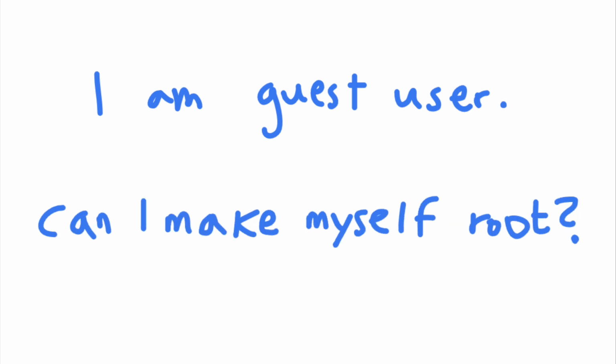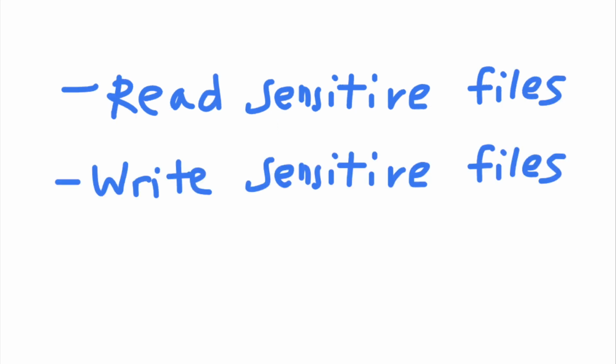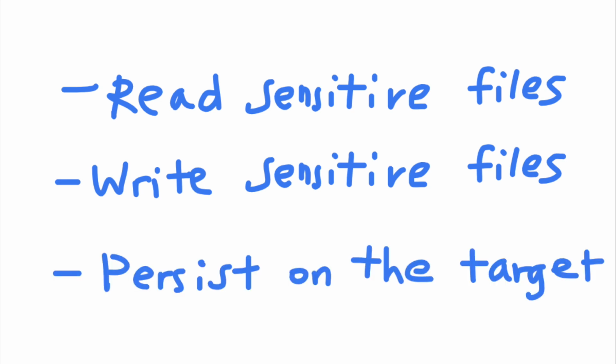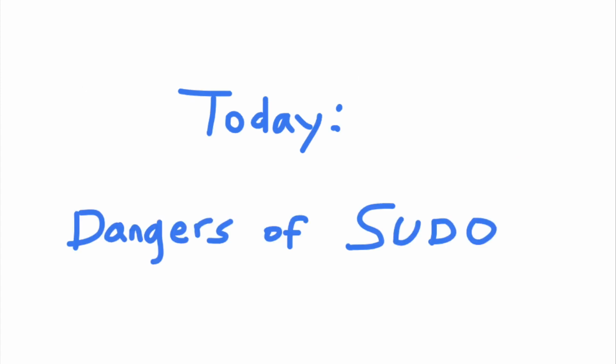If they can find a way to trick the system into thinking that they are the root user, the attacker can carry out much more powerful attacks like reading and writing sensitive files and inserting permanent backdoors into the system. And this is where privilege escalation comes in. Today, let's talk about how attackers can exploit misconfigured SUDO rights to escalate their privileges.